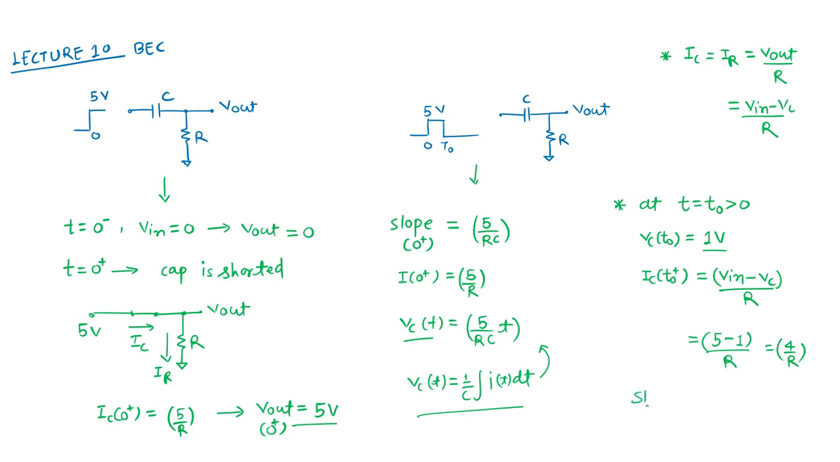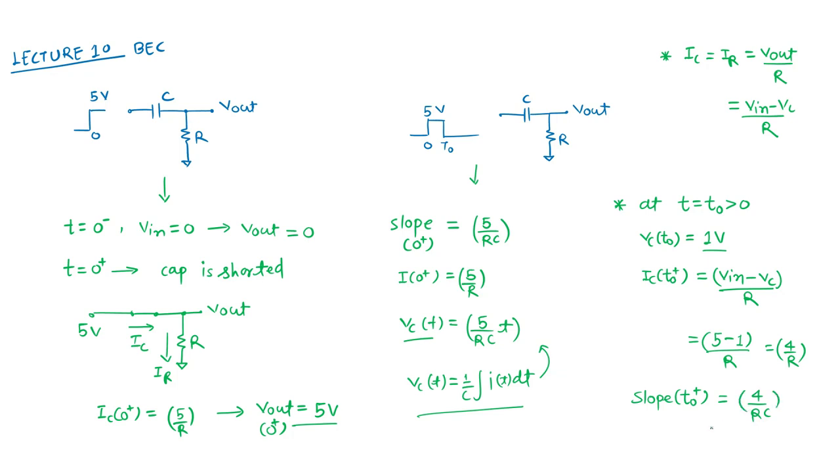So what is the slope of capacitor voltage at this point? The slope of capacitor voltage at this instance comes to be 4 by RC. Okay, so this is the new slope.